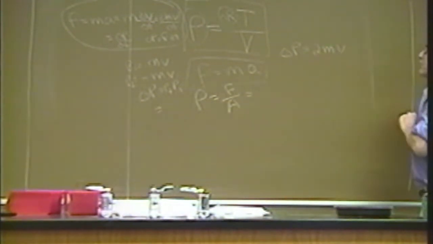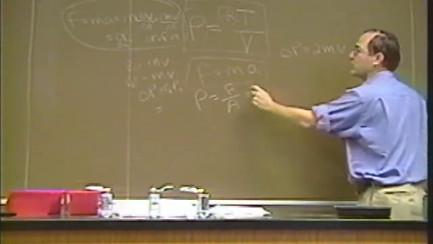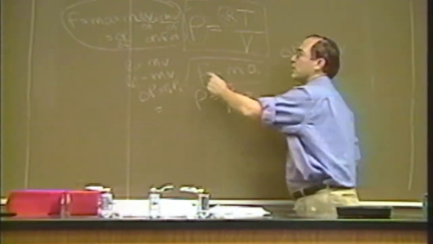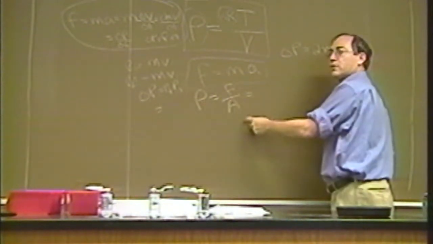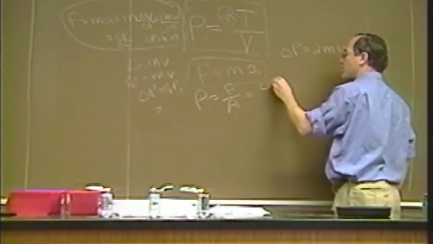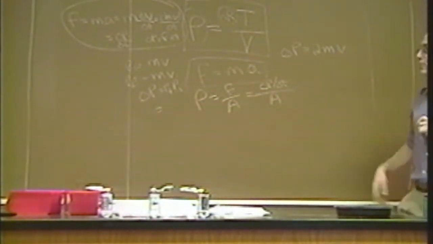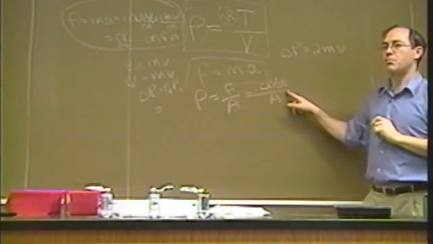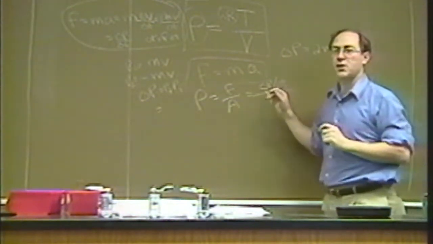Delta p is equal to F delta t. So what is F equal to? Delta p over delta t. So pressure is force per area, and force is change in momentum per time, over area. Simple step. Now, what is this delta t? What does this mean? What time is that? The time for what?